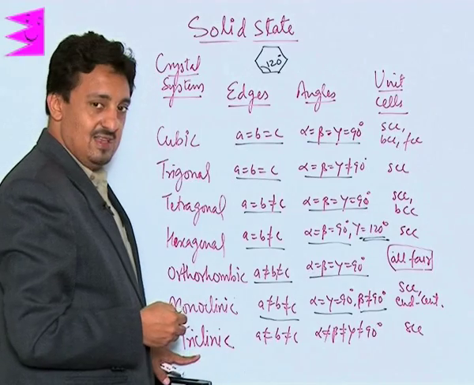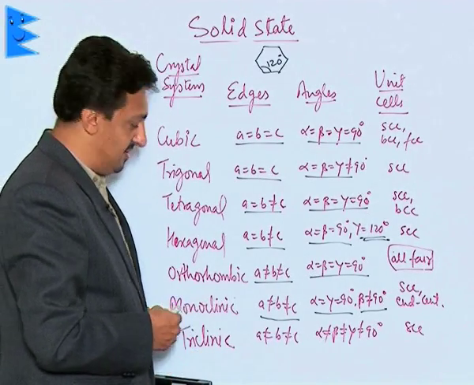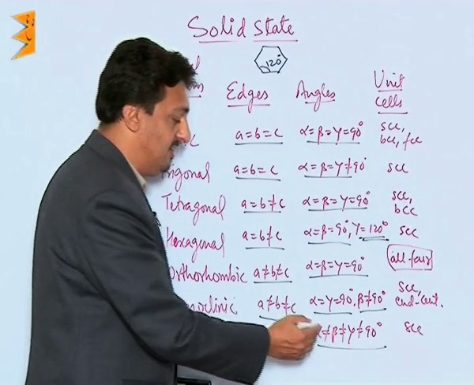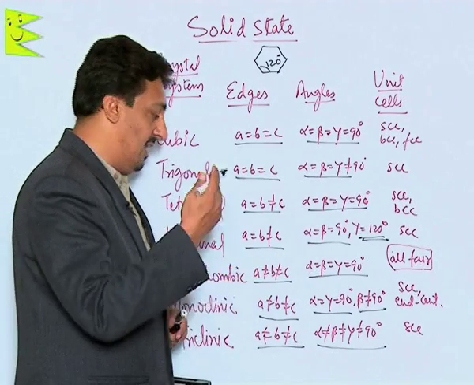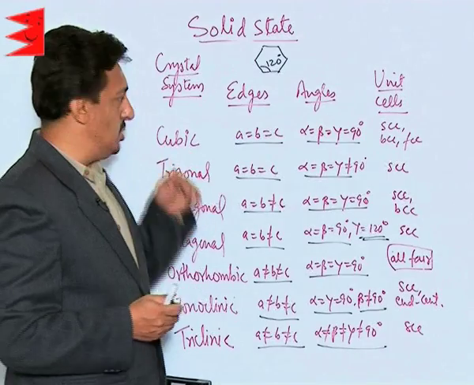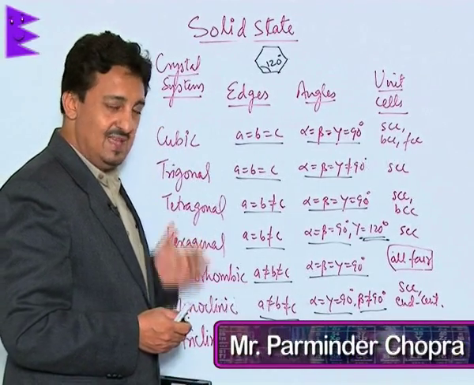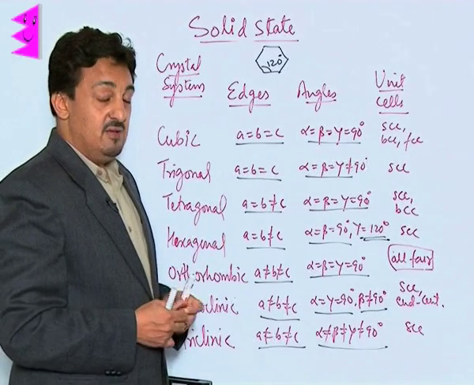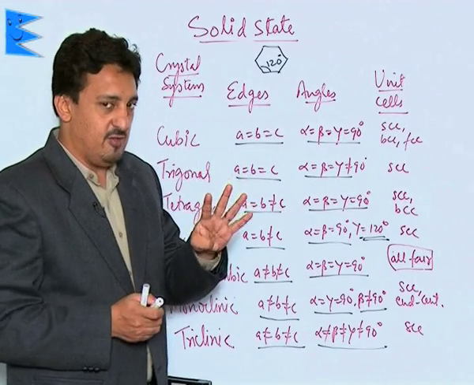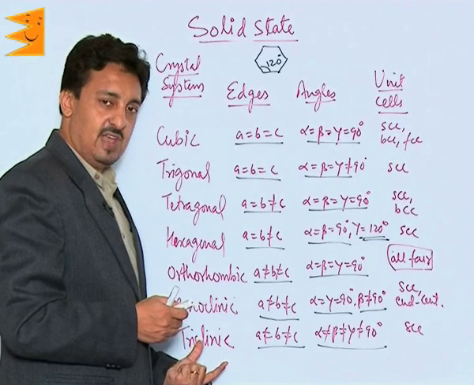Then we have a triclinic crystal system in which the unit cells are called triclinic unit cells, in which all edges are different and all angles are different from each other, and none of them is at 90 degree. So the most symmetrical is your cubic and most unsymmetrical is your triclinic. And what we find is, on the basis of the arrangement of the particles, we have 4 types of unit cells, and on the basis of the dimensions we have these 7 types of crystal system or 7 types of unit cells.